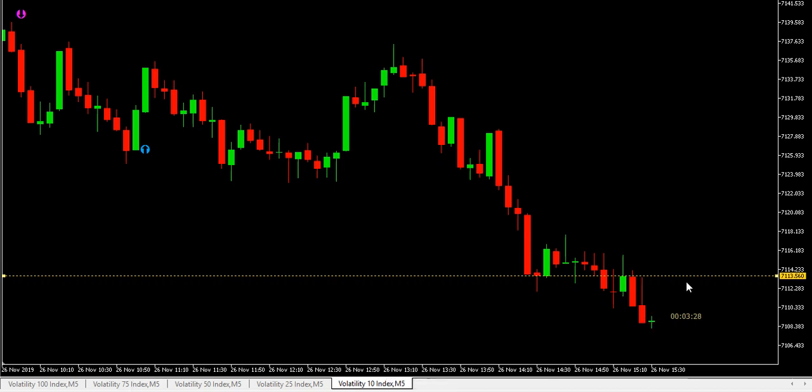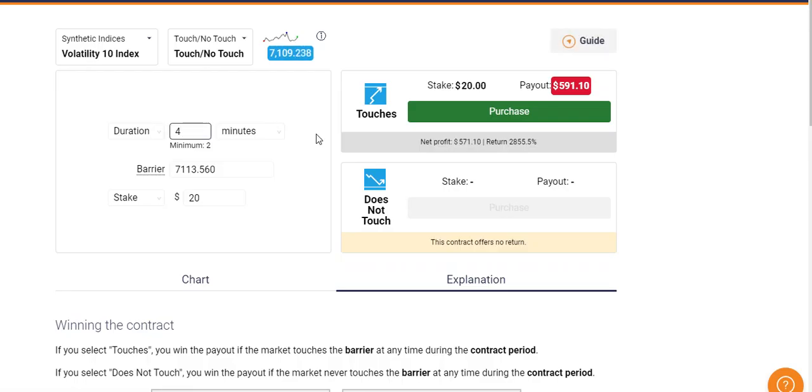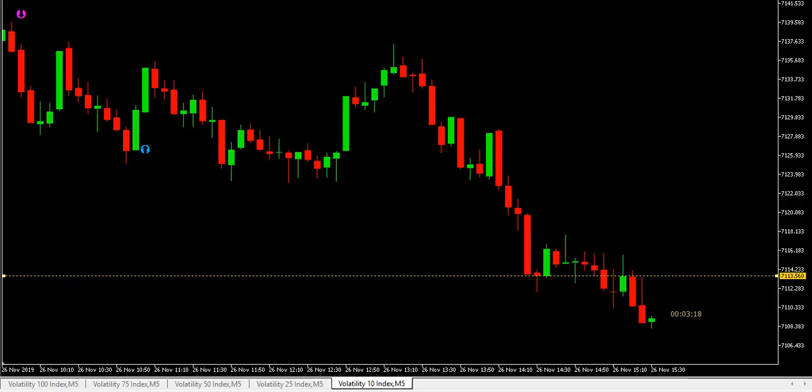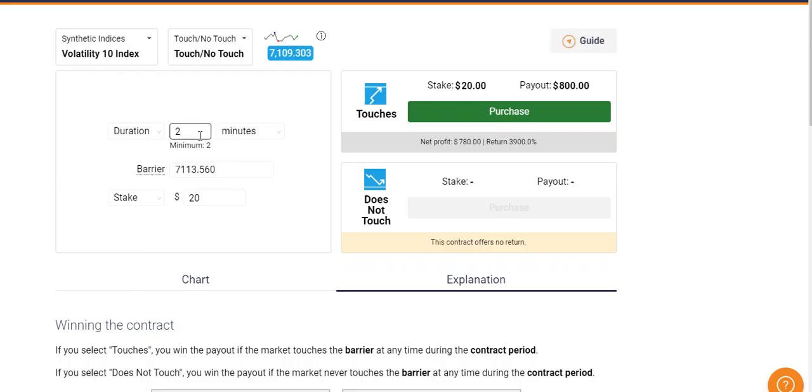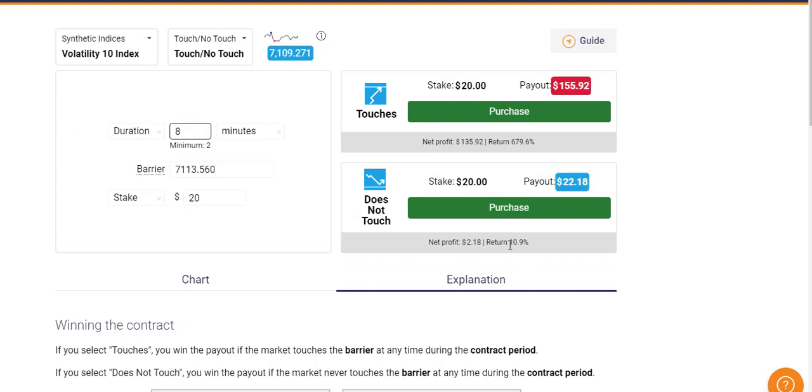This one has refused. Volatility 10 has refused to give us a setup. Whenever I say 2 minutes, nothing. The broker knows price will not possibly go there. What if I try two candles? We have 3 minutes plus 5 minutes, which would make it 8. So I'm saying for 8 minutes, price will not go there. See, now it's 10%. If it will give me 20%, I can risk.